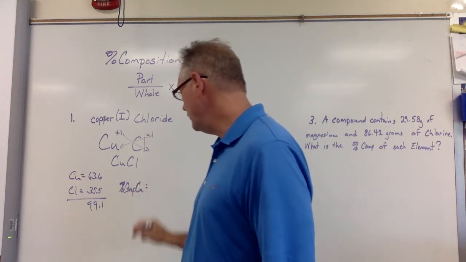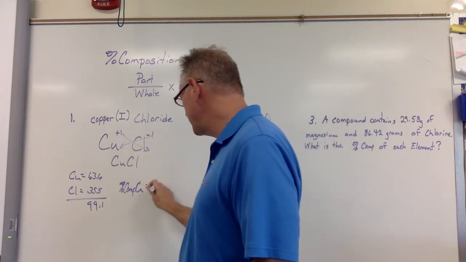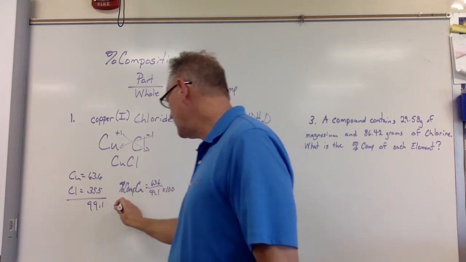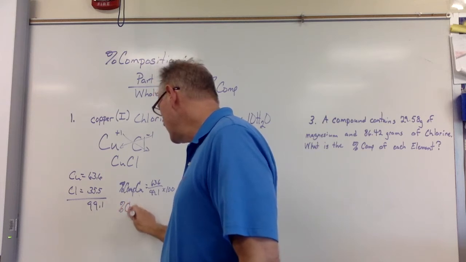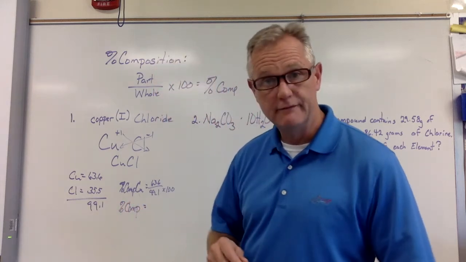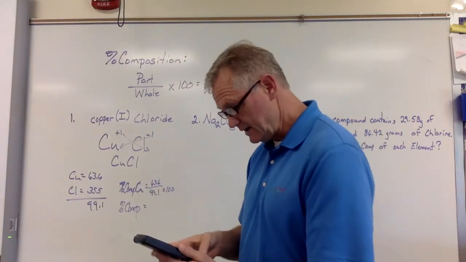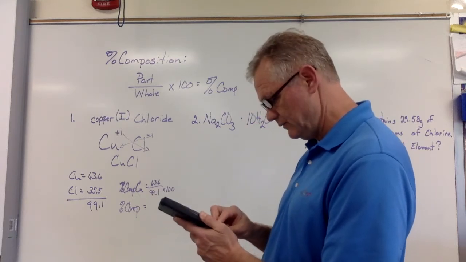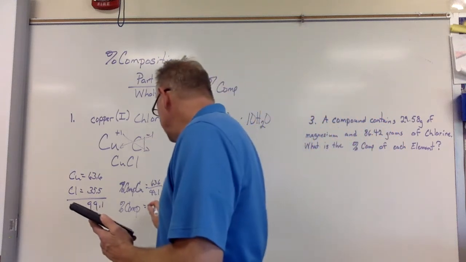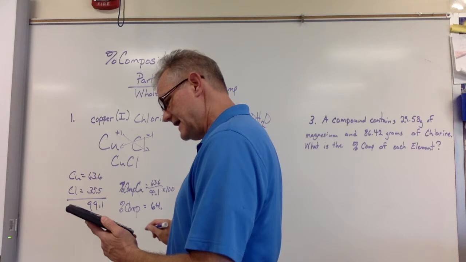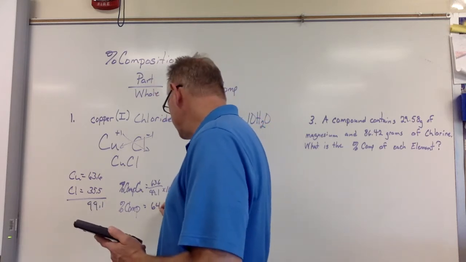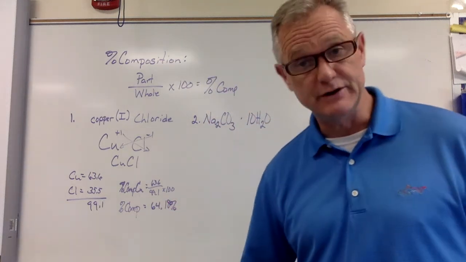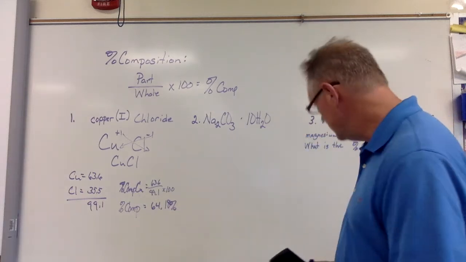So if I want to do the percent comp of copper, then I would just simply say 63.6 divided by 99.1, multiply all of that by 100. So the percent comp of the copper is going to be, and I'm just going to grab my calculator, go through it, 63.6 divided by 99.1 times 100, I get 64 point, and then I get 177, but it rounds off to 18. We always use 2 places to the right when we're doing percentages because that puts it in a percent of 100. So it's 64.18.